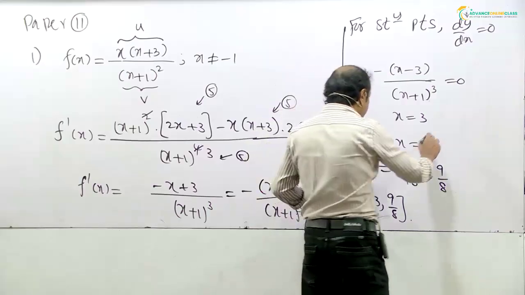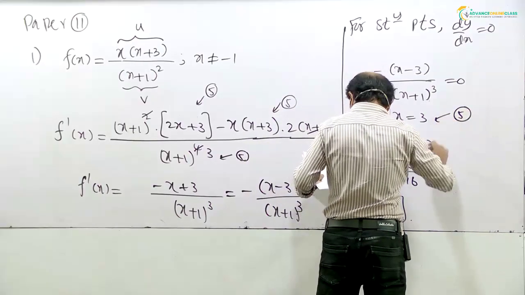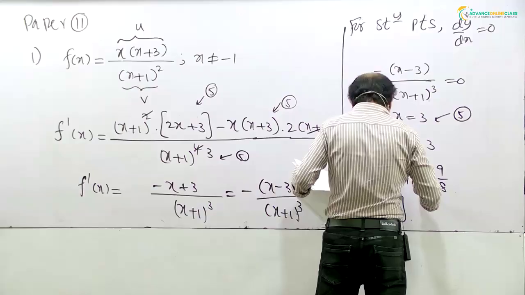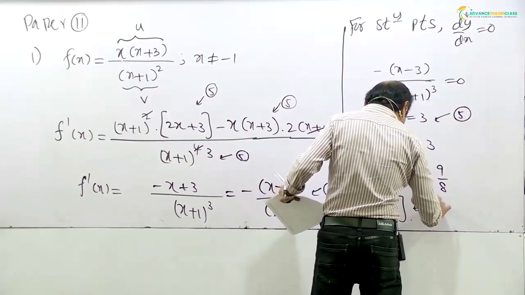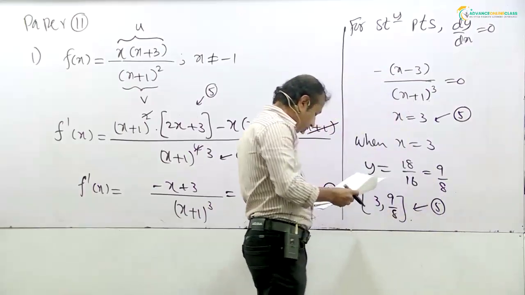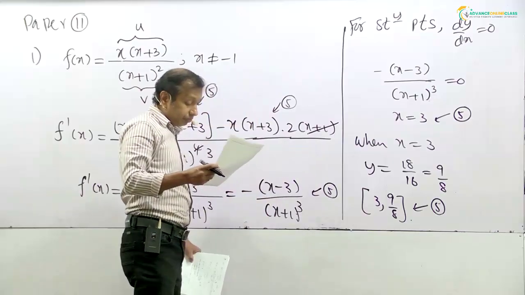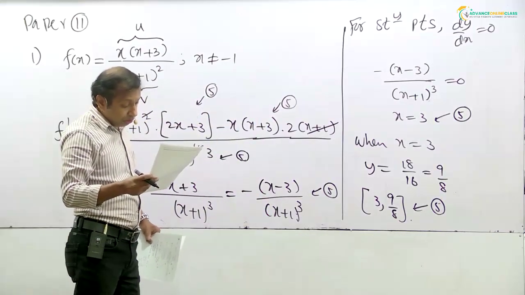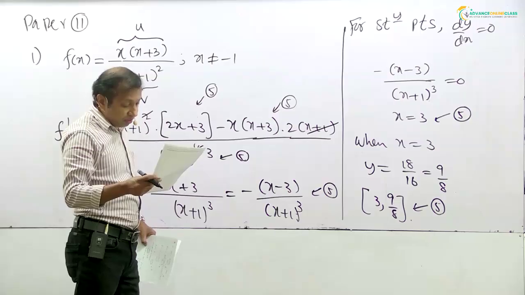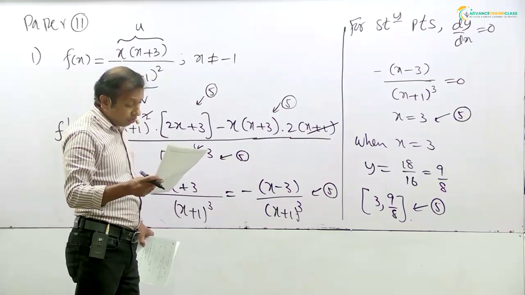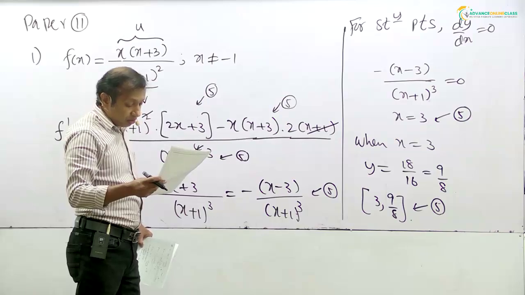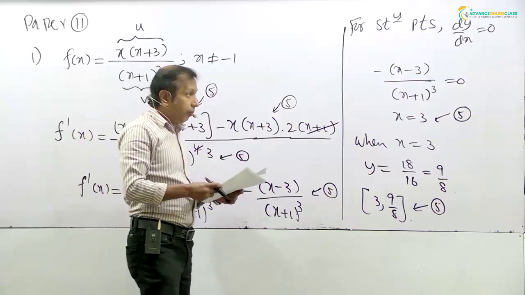For this 5 marks, right? For this other 5 marks, right? Next, obtain the coordinate of the point of inflection on the graph of y equals f(x), and sketch the graph of y equals f(x) indicating the asymptotes, turning points, and points of inflection, right? Okay.